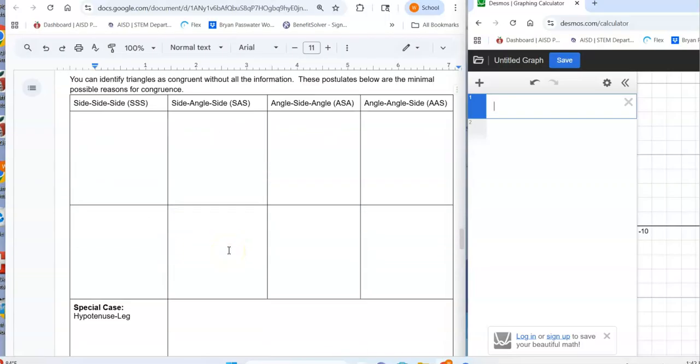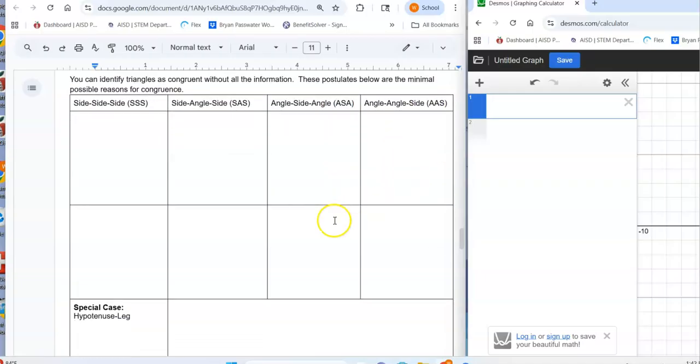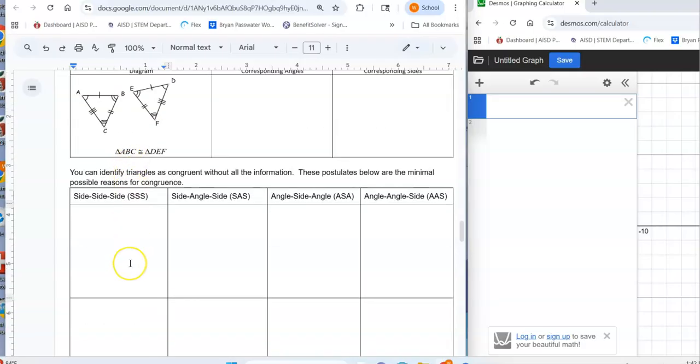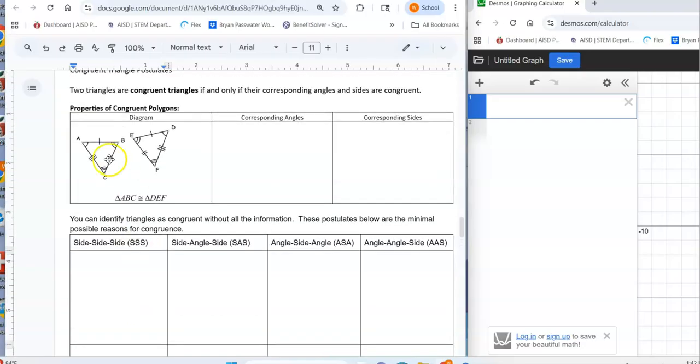I have a hard time doing this via Desmos, but I'm going to show you that there are these four things: SSS, SAS, ASA, AAS, and this is called HL. These are five ways to identify that two triangles are congruent without having all the information. Like this diagram here shows all the information: we have all the angles and all the sides, and they're all congruent to each other. So this is the most information you get.